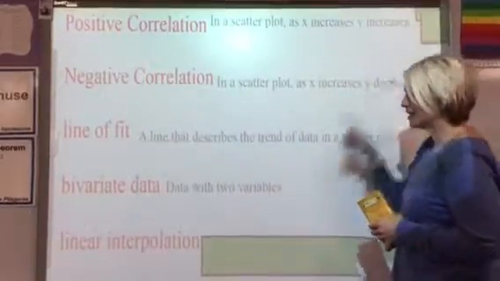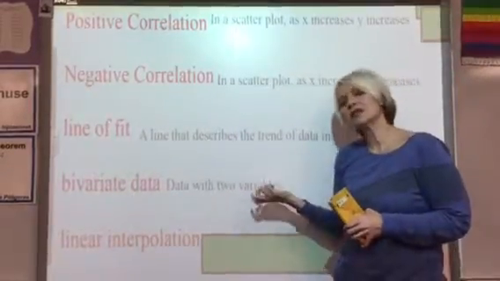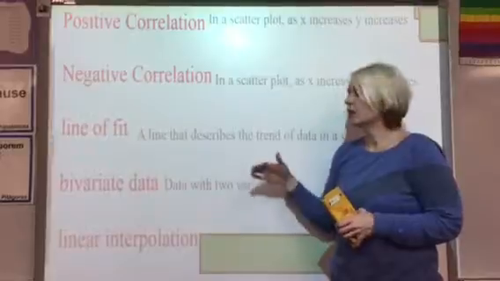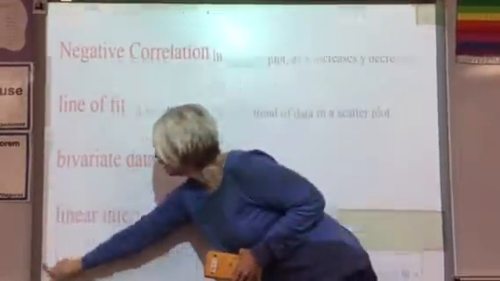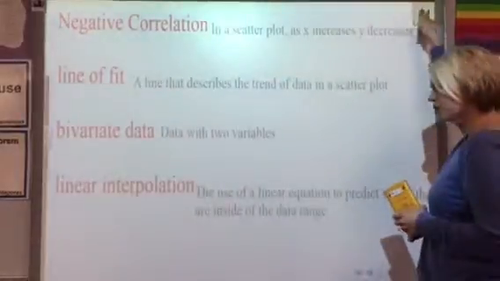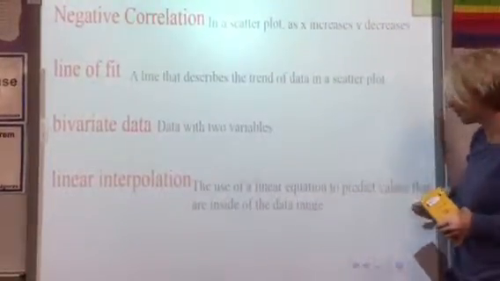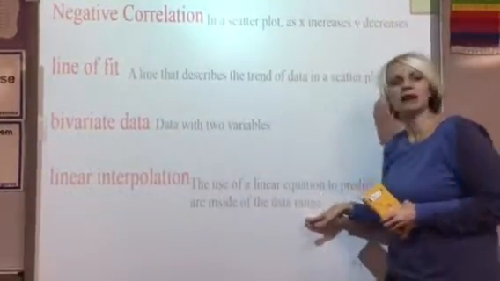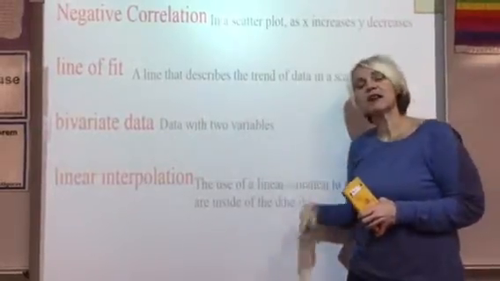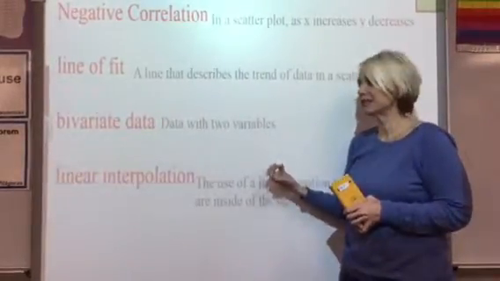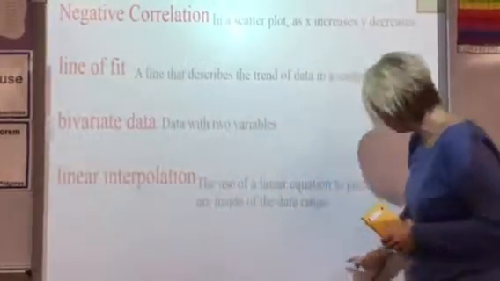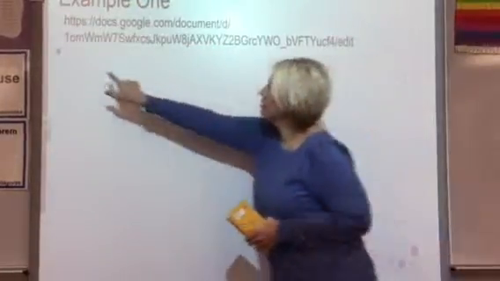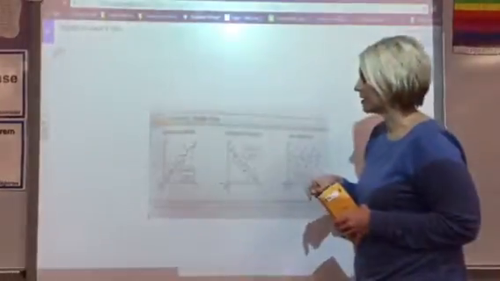Bivariate data is data with 2 variables, and all scatter plots are bivariate data, where you're looking for some kind of relationship between 2 items. And then linear interpolation is the use of a linear equation to predict values that are inside of the data range. And we've talked about extrapolation, where you're predicting data outside of the data range, and so we'll use both of those today. So the first thing you're going to look at is scatter plots themselves.